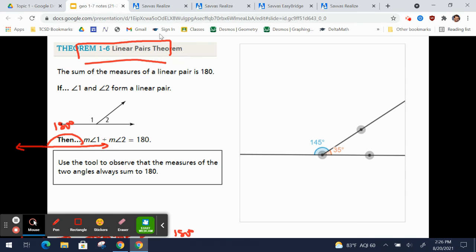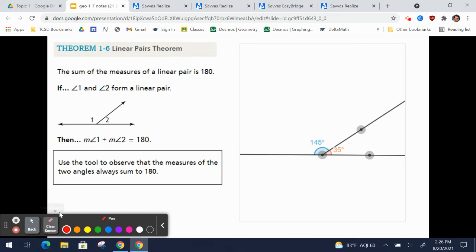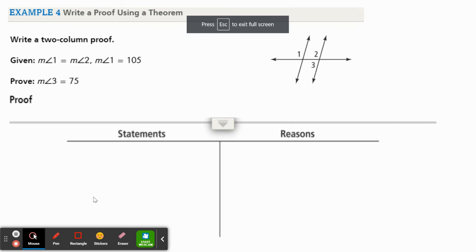All right, let's get back to it. One last theorem to prove here, or one last proof to complete, and then we're on our way.